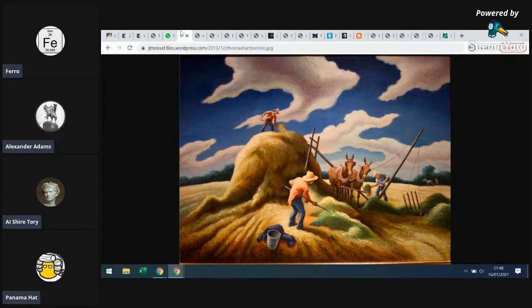And of course, this connects quite nicely with what we'll see with socialist realism and also Nazism. One interesting extra point is, do you know who Thomas Hart Benton's most famous student was? Any ideas? No idea. Jackson Pollock. Interesting. Yeah.